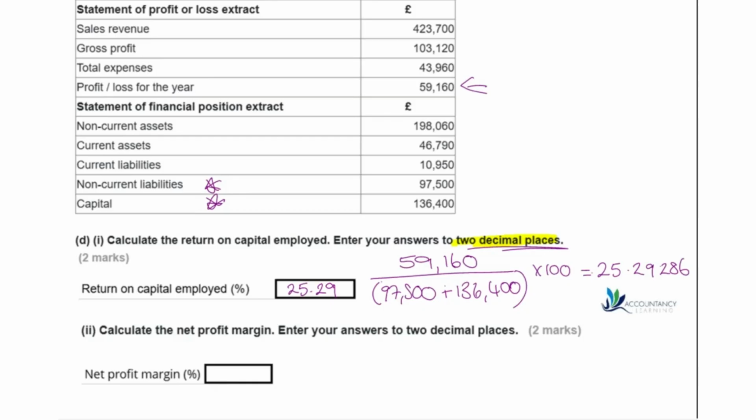Now we need to calculate the net profit margin. So how much profit are we actually making on our sales? So again, we will take the profit figure, but now we're going to divide it by our sales. Then multiply it by 100. And take it to 2 decimal places to get 13.96.